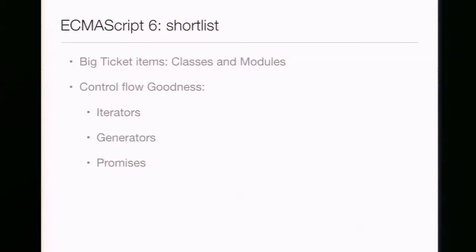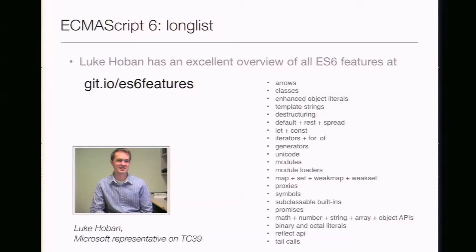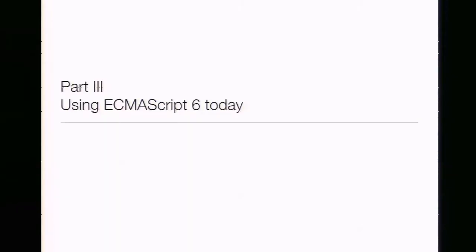So I've given you this very short list of features: classes, modules, iterators, generators, and promises. I don't have more time to go into the details of other features, but if you're interested, I can recommend a long list written up by Luke Hoban, who is a representative of Microsoft on TC39. Just go to git.io/ES6features. He has a very nice summary of all the features in ECMAScript 6 with a short description of their use and their context.